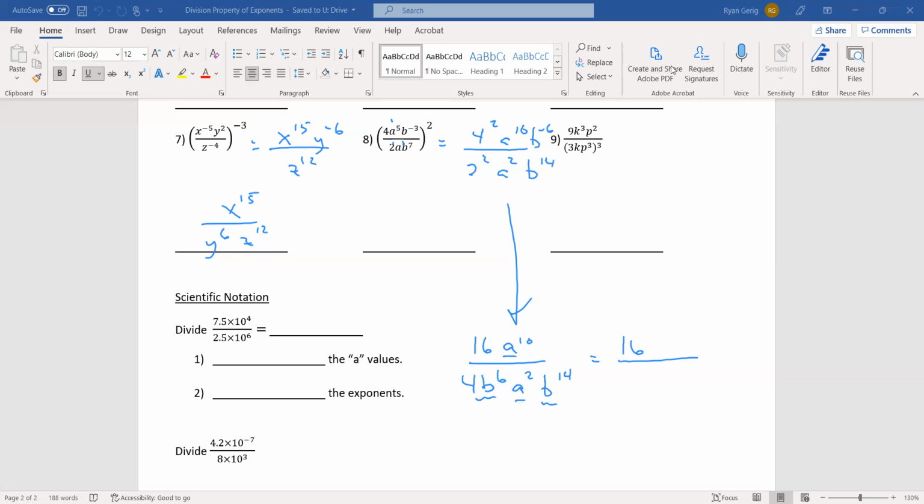Where are there more A's? There's more on top, right? So I'm going to put the A on top. How many more are there on top? 8. Okay, that's what we did on the front side.